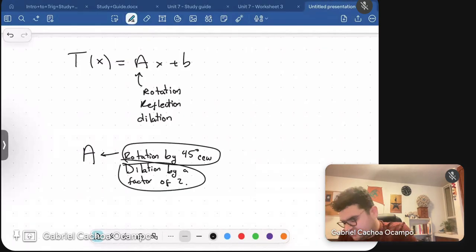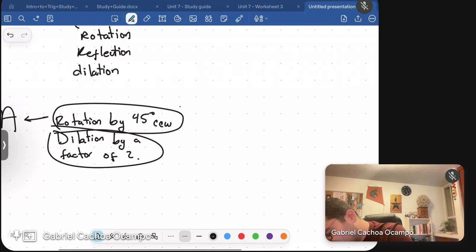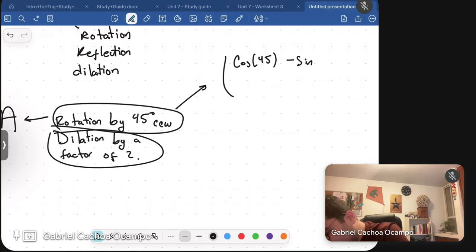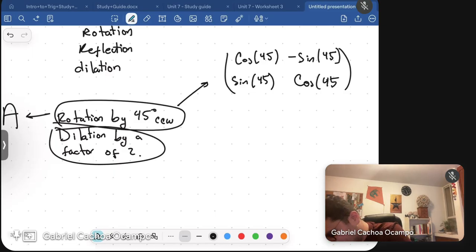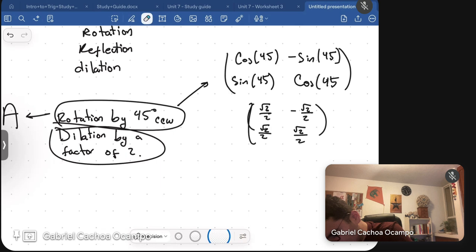into only one matrix? Well, I know that, for example, this one is a matrix that is cosine of 45, negative sine of 45, sine of 45, cosine of 45, right? This matrix, and I actually know these numbers, the matrix that corresponds to this rotation is the square root of 2 over 2, negative square root of 2 over 2, square root of 2 over 2, square root of 2 over 2, right? This matrix rotates by 45 degrees.